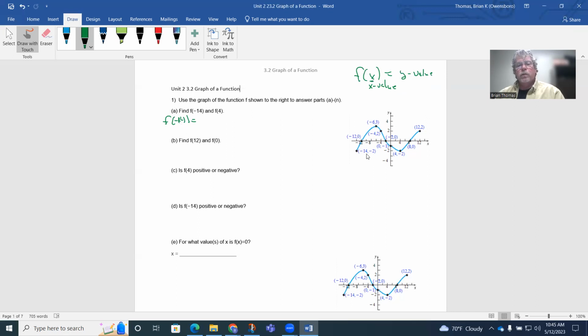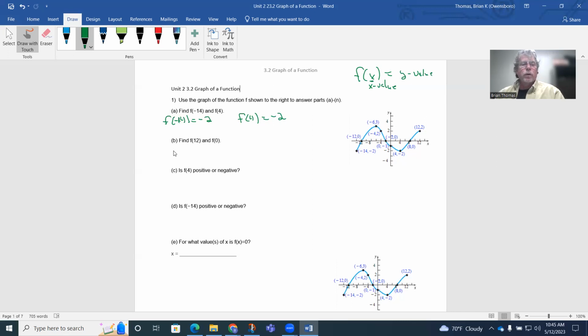So where x is -14, we see that the y value is -2. So that means that f of -14 would be a -2. What's f of 4? So again, f of 4, the 4 represents the input value. It's what's going through the calculations. The result is going to be our output value. So again, the 4 is the x value. So here's where x is 4, and the y value is also a -2. So we get a -2 there as well.